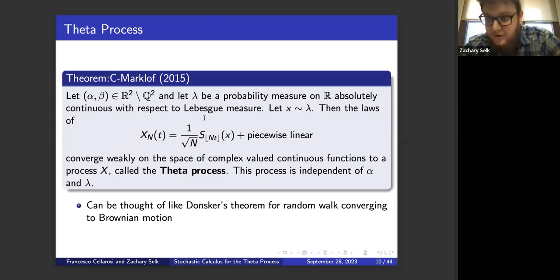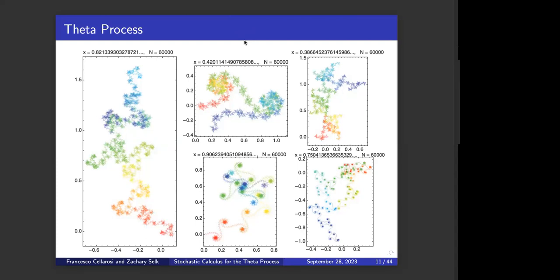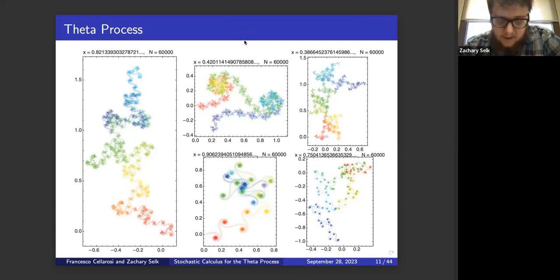You can think of this as a version of Donsker's theorem, except for these theta sums. And this was proven by Cellarosi and Marklof. I can show a few pictures of at least the approximate ones. So for various choices of x and n very large, 60,000, you get these different approximations. One thing you'll notice is that there are places with a lot of swirling, and then places where it moves pretty fast, then it goes into another swirl. I believe that these are called curlicues.